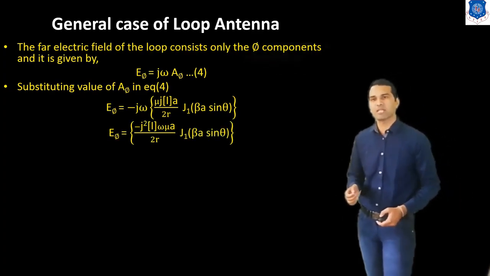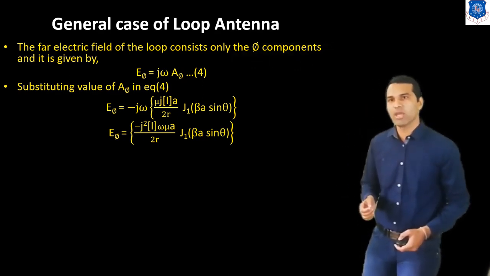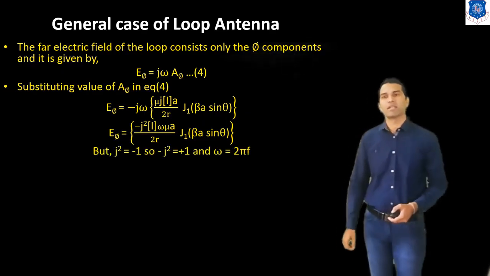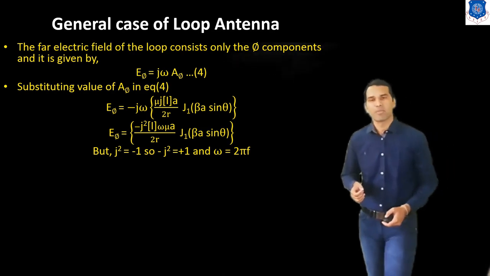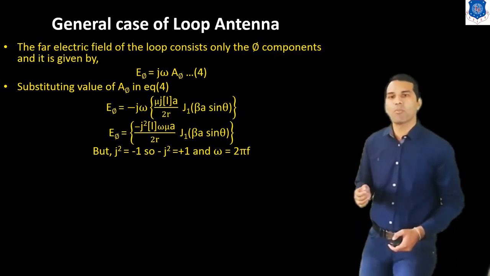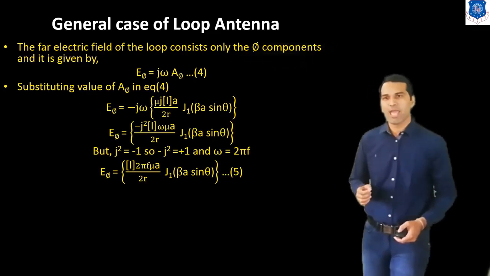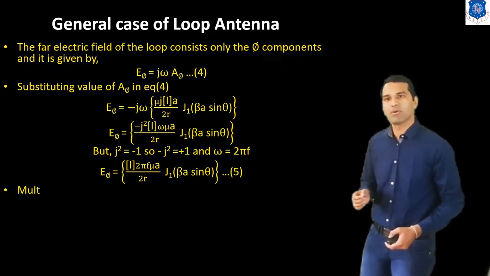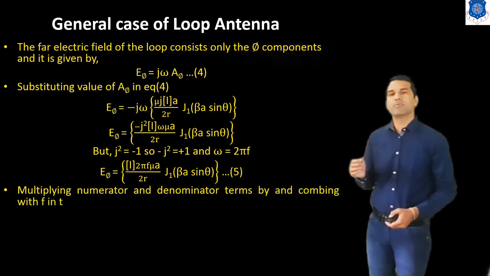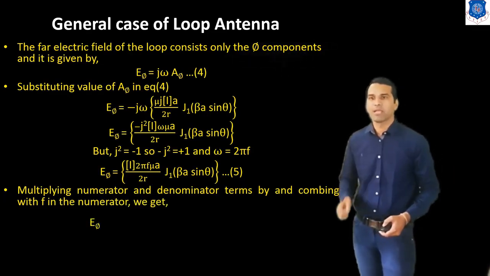We can write this equation as E phi equals minus j squared I omega mu A upon 2r into J1 beta A sin theta. But we know that j squared is nothing but minus 1, so minus j squared is plus 1. And the value of omega is 2 pi f. So we get E phi equals I 2 pi f mu A upon 2r J1 beta A sin theta.